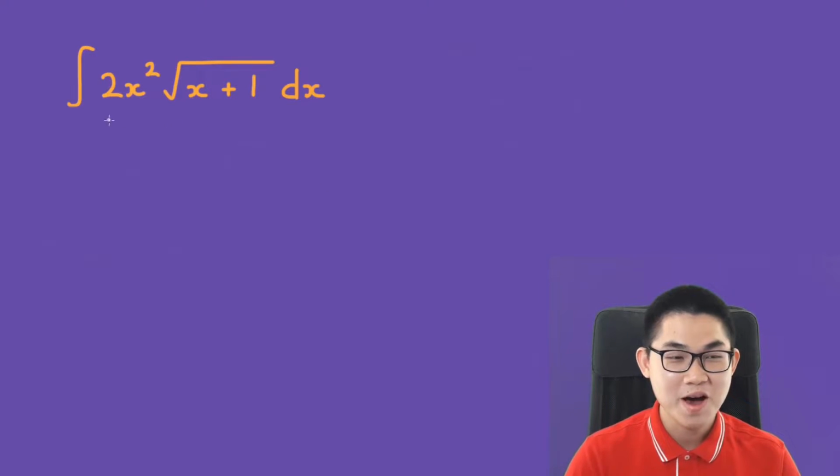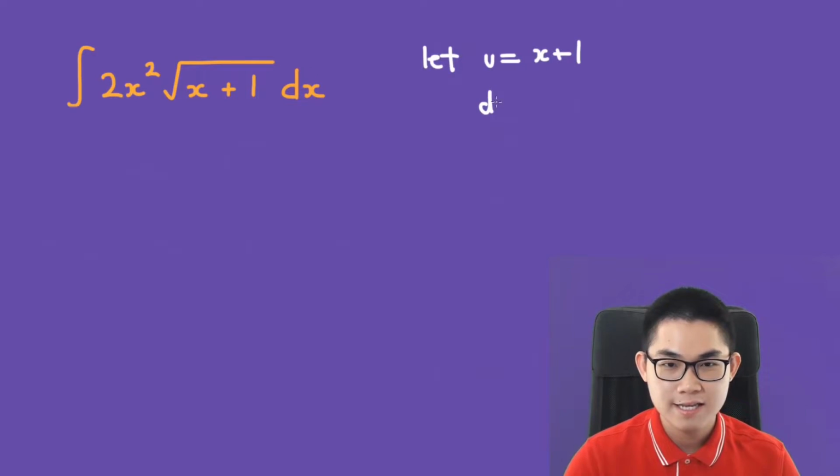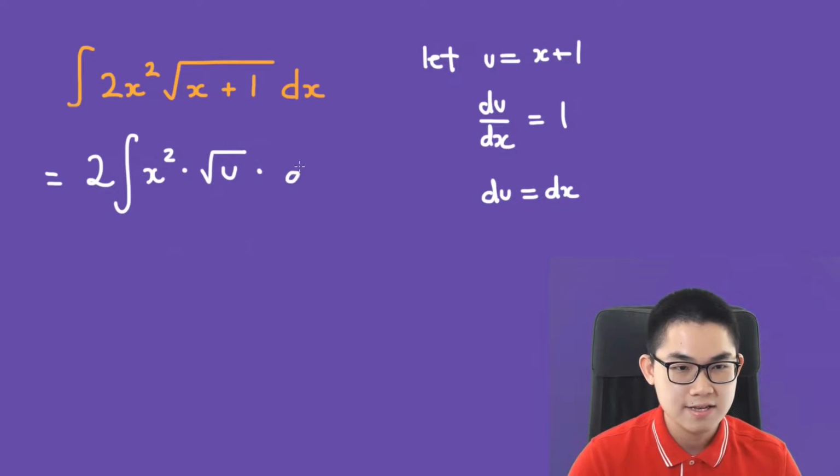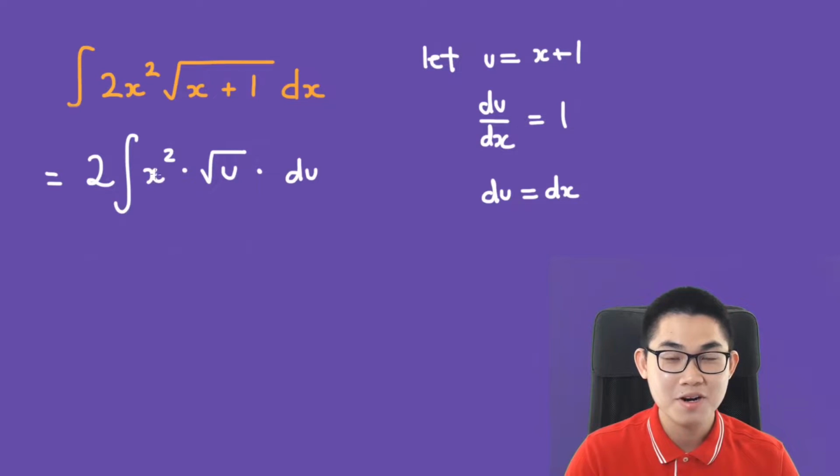The integral of 2 times x to the power of 2 times the square root of x plus 1 dx. So this can be solved with u-substitution, with u being x plus 1. Then du over dx is 1, so du is equal to dx. Now let's move the 2 outside, and we have x squared times the square root of u, and dx is du. What is x to the power of 2?